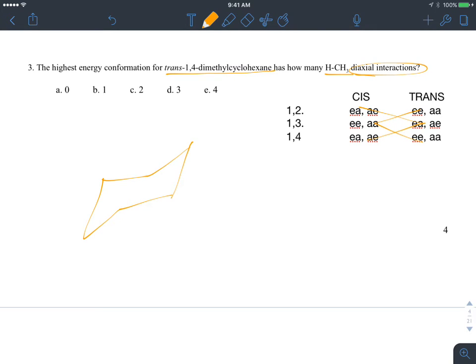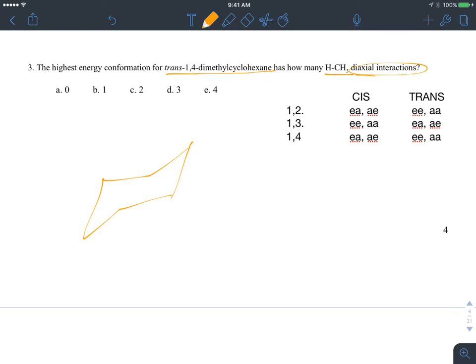So if you know the first one, then you can just draw your 1,3 and 1,4, and then just zigzag them. So if you have EA or AE here for cis, just put it over here on the 1,3, and then put it down here on the 1,4. And so that's some more space on your note card that you can have if you just memorize that little table. Okay, so what's our highest energy conformation look like?